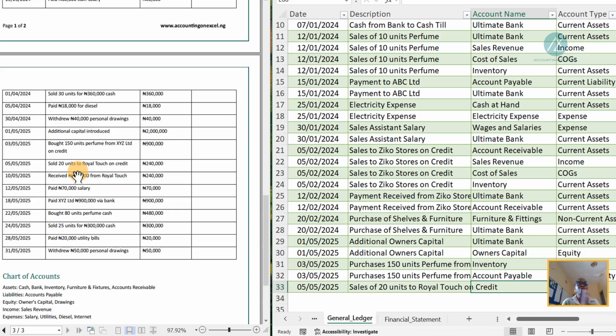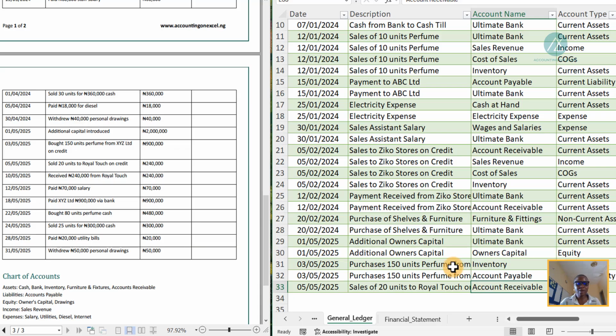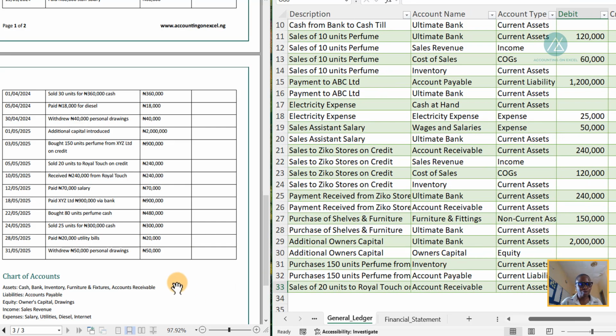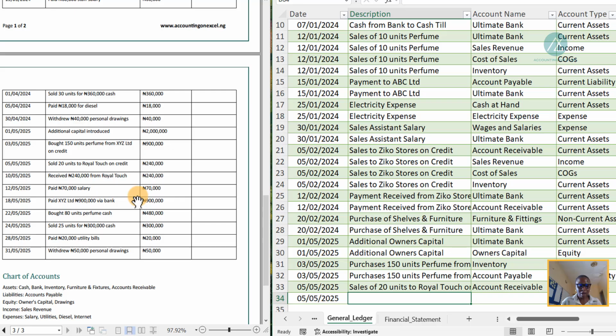That's one side. On the other hand, your inventory and your cost of sales will also be impacted, right? Inventory will reduce and the cost of sales will also be impacted. So first of all, we'll start with the first one, sales. Because it's on credit, account receivables. So we sold 20 units to Royal Touch at 240,000.